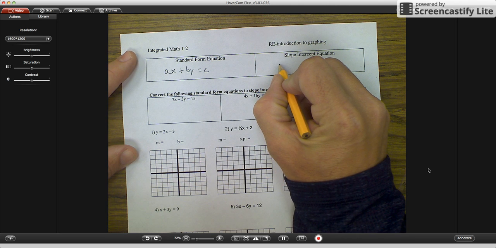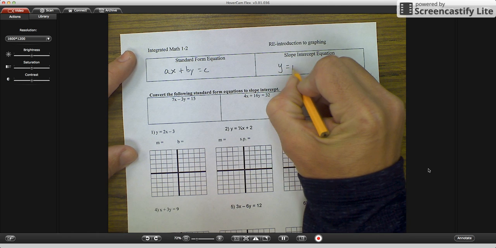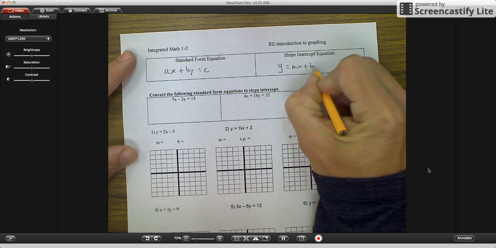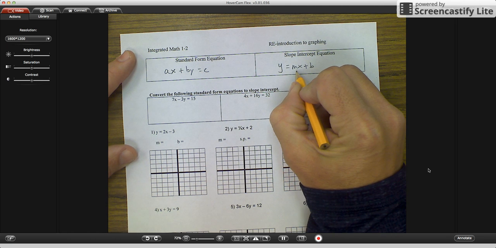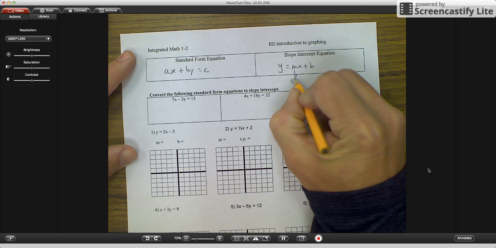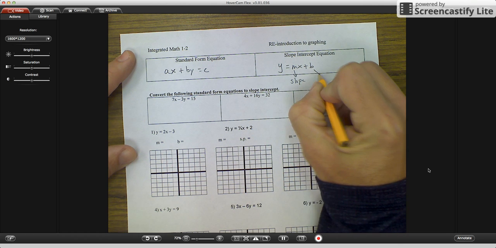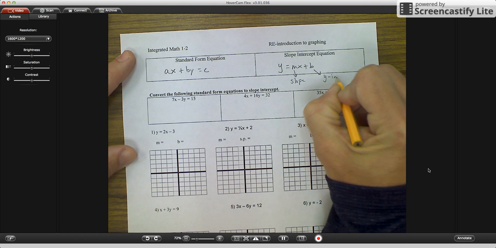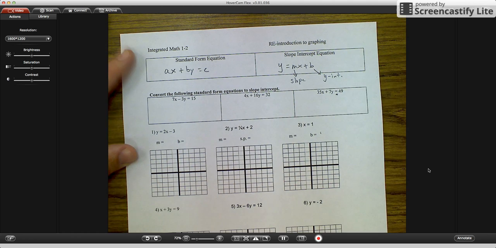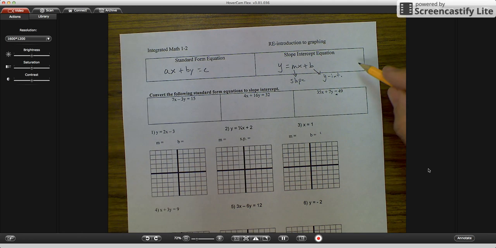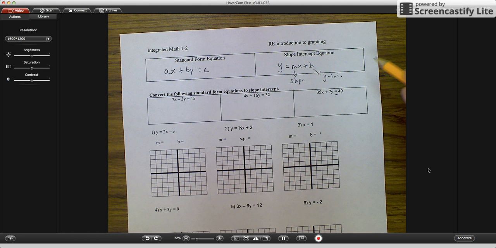And our slope-intercept equation is y equals mx plus b, where m is our slope, and b is the y-intercept. And that's the point where the line crosses the y-axis, which is your vertical.